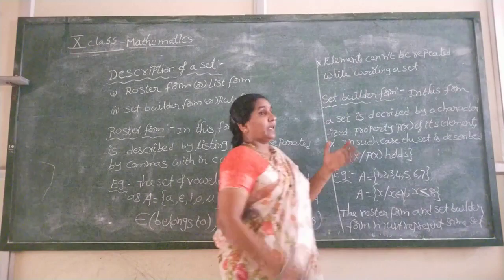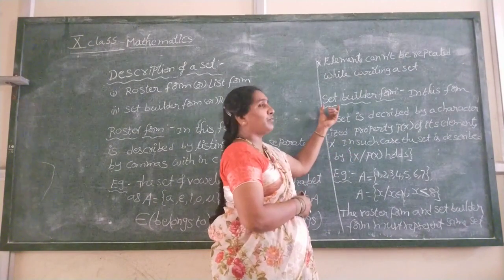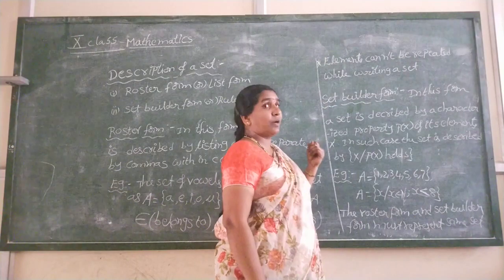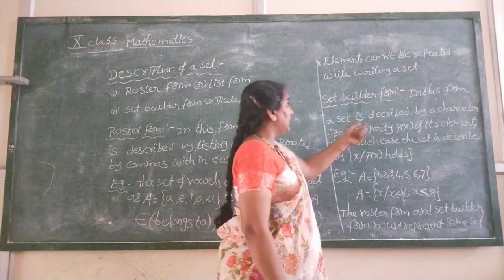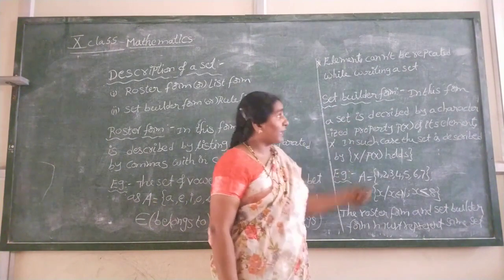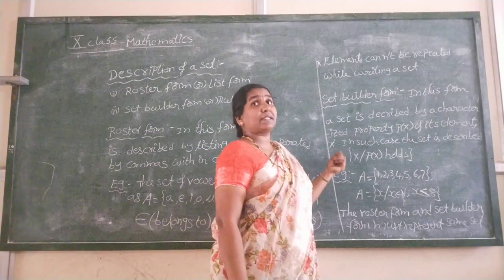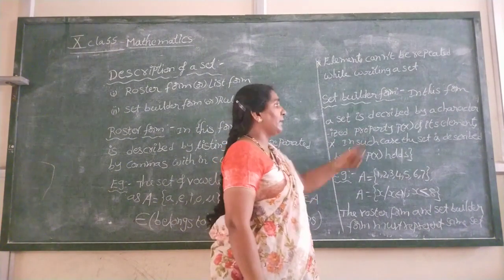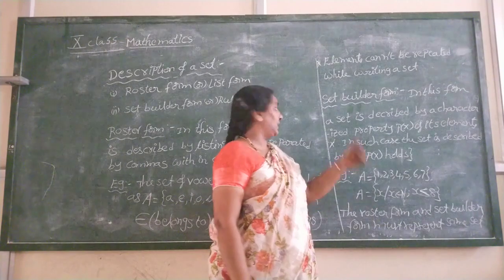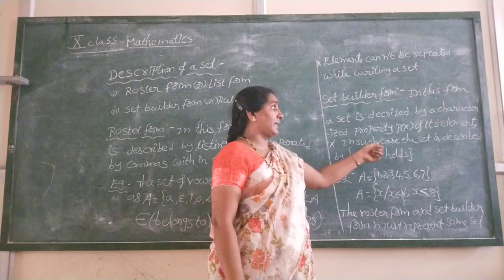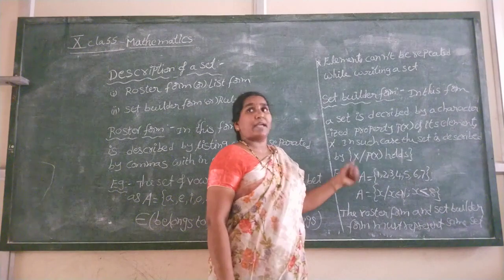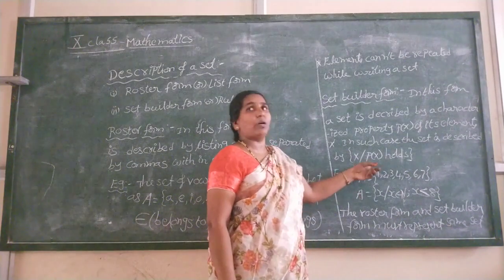In the explanation of sets, we use another form, that is set builder form. What is the meaning of set builder form? In this form, a set is described by a characterizing property P(x) of its elements x. In such a case, the set is described by {x such that P(x) holds}.